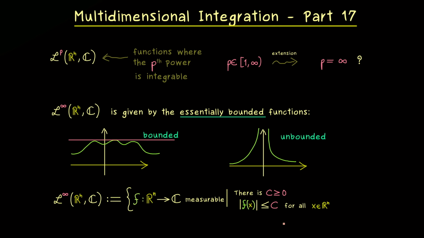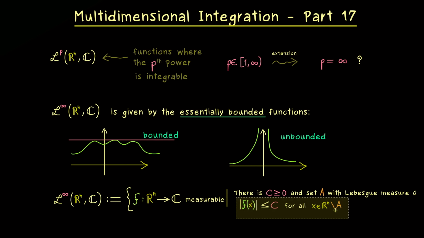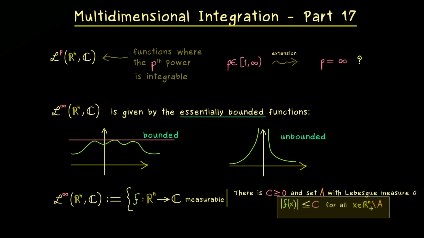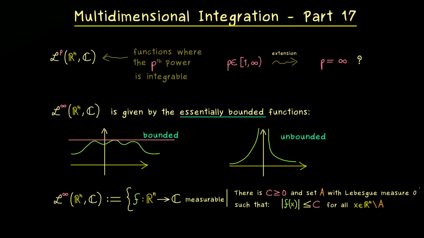And now comes the extension that we don't care about what happens at a set with Lebesgue measure 0. So let's call this Lebesgue measurable set just A. And now we only need to satisfy our inequality outside of A. So this is the whole definition. This is what an essentially bounded function actually is. So it's not important how we can choose C and A, just the existence is needed.